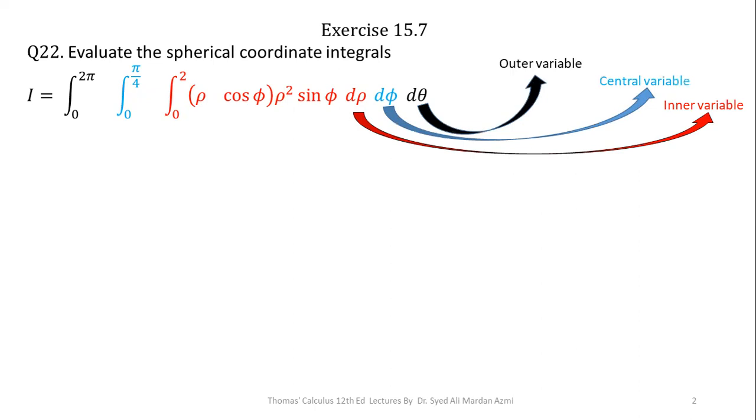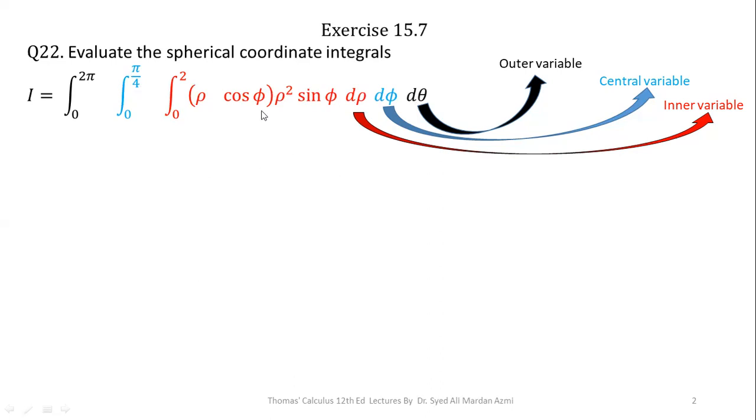We will always perform integration with respect to rho first, and then on the outcomes of integration with respect to rho, we will perform integration with respect to phi. And then on the outcomes of integration with respect to phi, we will perform integration with respect to theta. So it is an iterative process and it is fixed. Now the limits of rho are 0 to 2, limits of phi are 0 to pi by 4, and limits of theta are 0 to 2 pi.